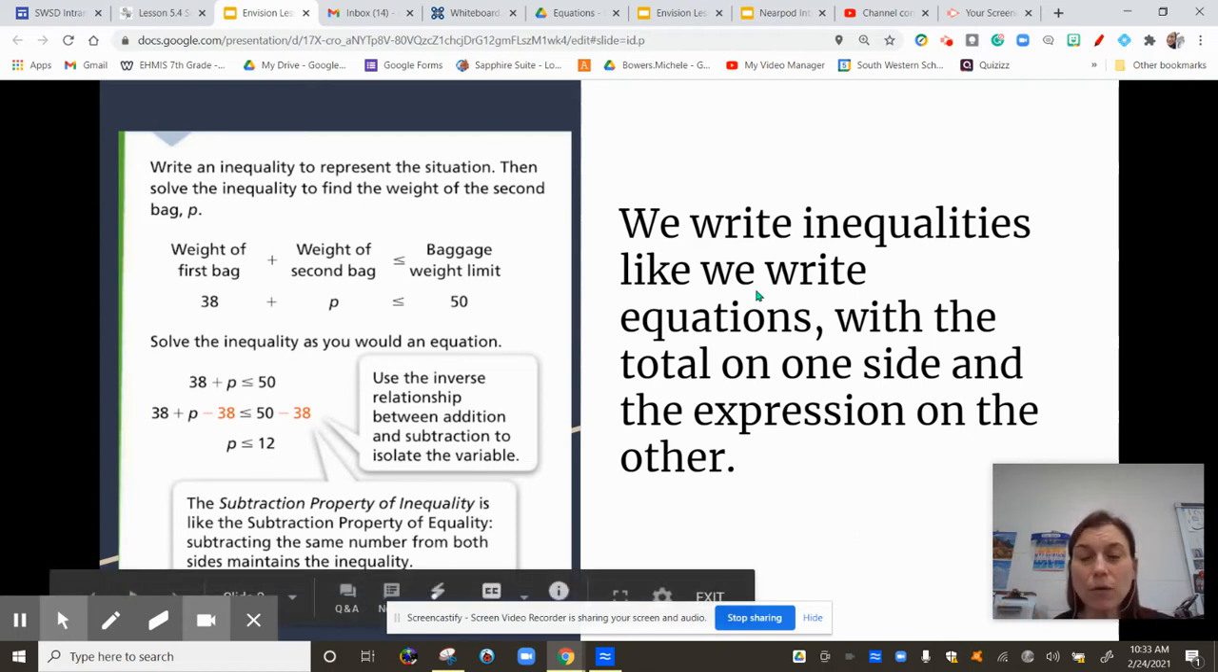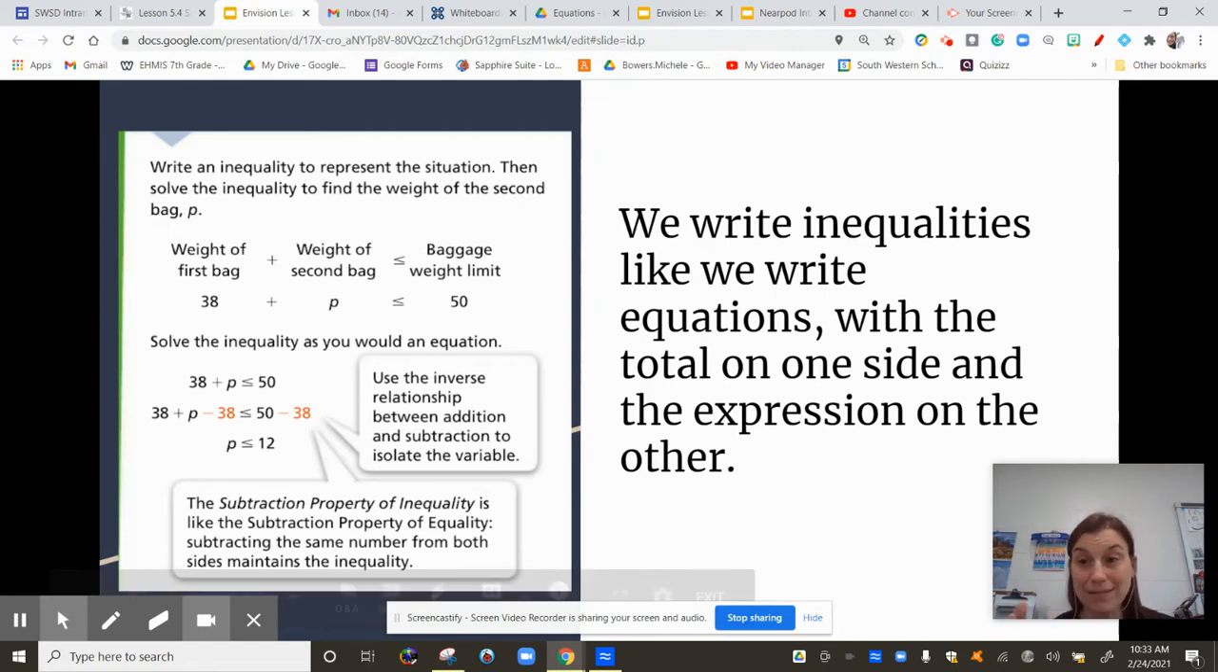So when we write inequalities, it's just like writing an equation. We had the total on one side, and then we had the expression on the other side. So on the left, you can see there's the weight of the first bag, and combine that with, that's add, the weight of the second bag, and they're using P for the weight of the second bag. Those two things together have to be less than or equal to 50.